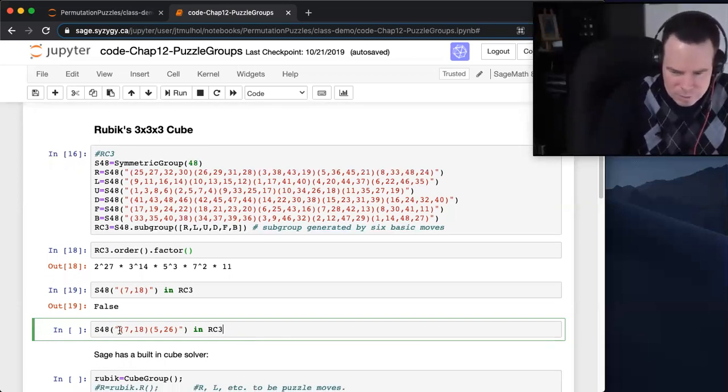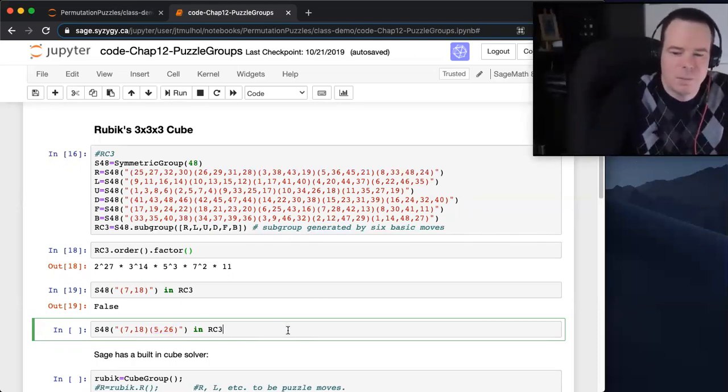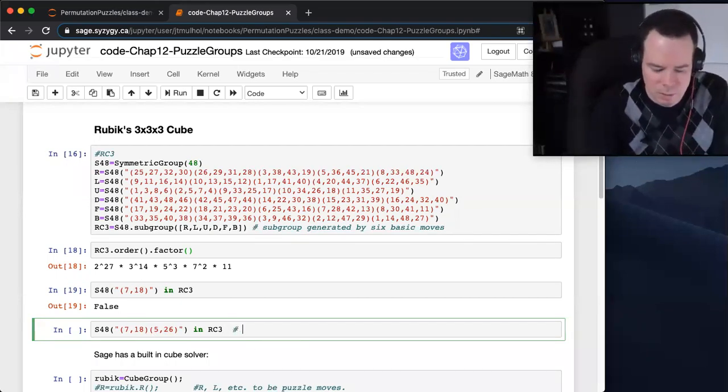Now, what's this next one? This is asking, can I flip the 718 and can I flip 526? So that's just another edge cube, 526. So it's asking, can I do a double edge flip? So maybe double edge flip possible. That's what we're asking here.